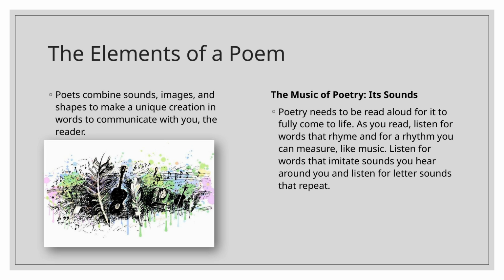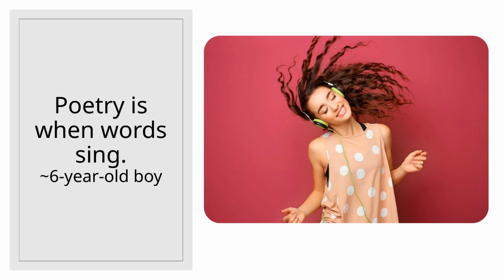Now that we have some different ways to define poetry, let's look at the elements of a poem. Poets combine sounds, images, and shapes to make a unique creation in words to communicate with you, the reader. Poetry needs to be read aloud for it to fully come to life. As you read, listen for words that rhyme and for a rhythm you can measure, like music. Listen for words that imitate sounds you hear around you, and listen for letter sounds that repeat. Poetry is when words sing.